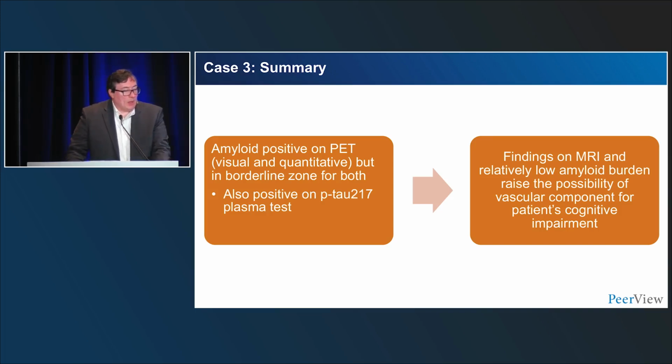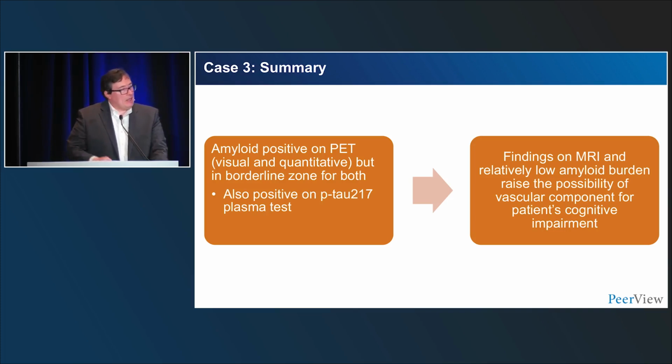So to summarize, this is a positive case. It's in the borderline zone, but I think it is gettable. They also had a positive plasma test of p-tau217, which supports amyloid pathology in the brain. One thing of note, and why it's important to report this as borderline, is that depending on the severity of their cognitive impairment, if you think about this relatively low level of amyloid, although it is still abnormal, it does raise the possibility that their vascular disease in the brain may be contributing.